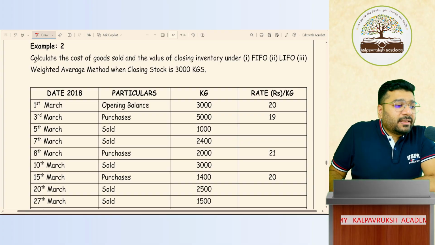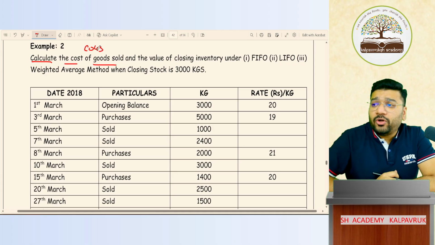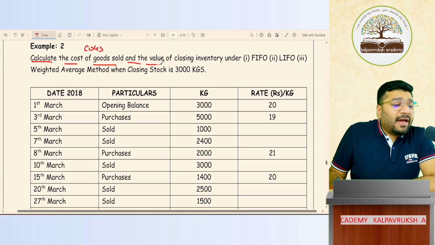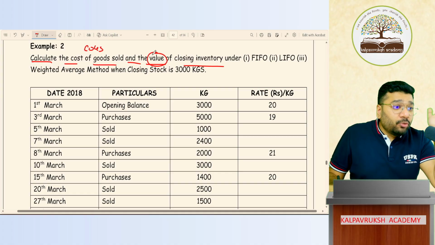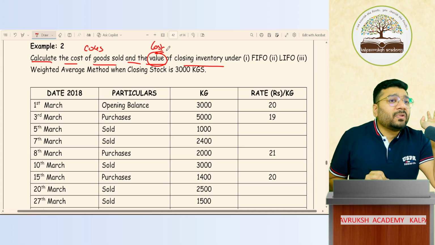It says to calculate the cost of goods sold. Shortly and sweetly, I call this COGS. What do we call it? COGS. And the value of the closing inventory. They will say value only, but in your mind bear it, they want cost. Got it? Not got it?